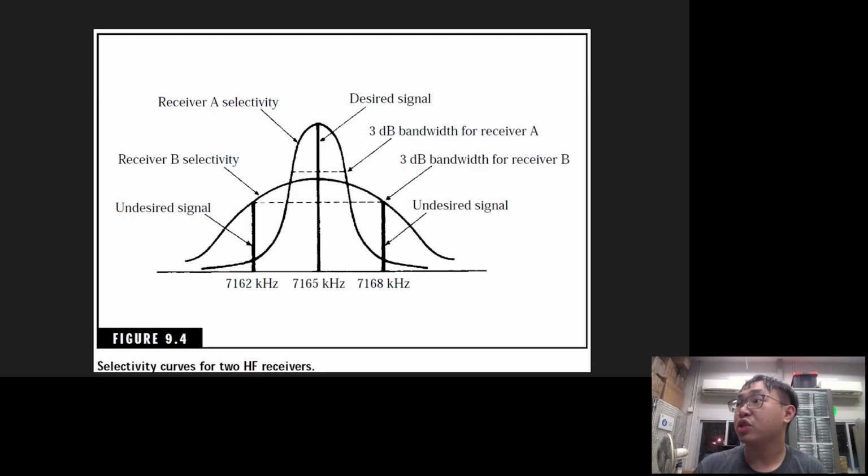Sometimes we just want to receive a very short range, like just this frequency here, 7165 kilohertz. But if you have a very bad selectivity, you will also receive plus or minus 3 kilohertz.